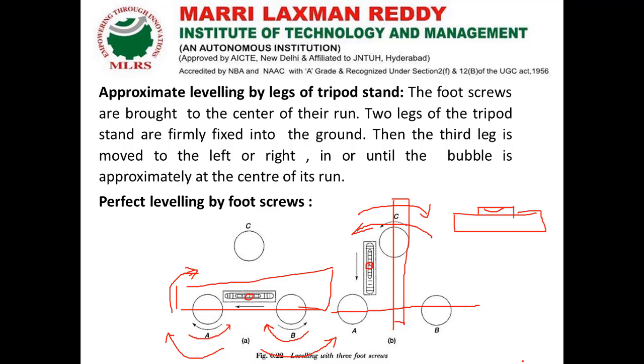By doing these two processes continuously, we have to continue until the bubble is at center in all positions. When we are rotating the telescope in the horizontal plane, the bubble has to be at its center in the entire rotation. That we have to ensure. This process is called perfect leveling by the foot screws. The first is called parallel adjustment, and the second is called perpendicular adjustment.